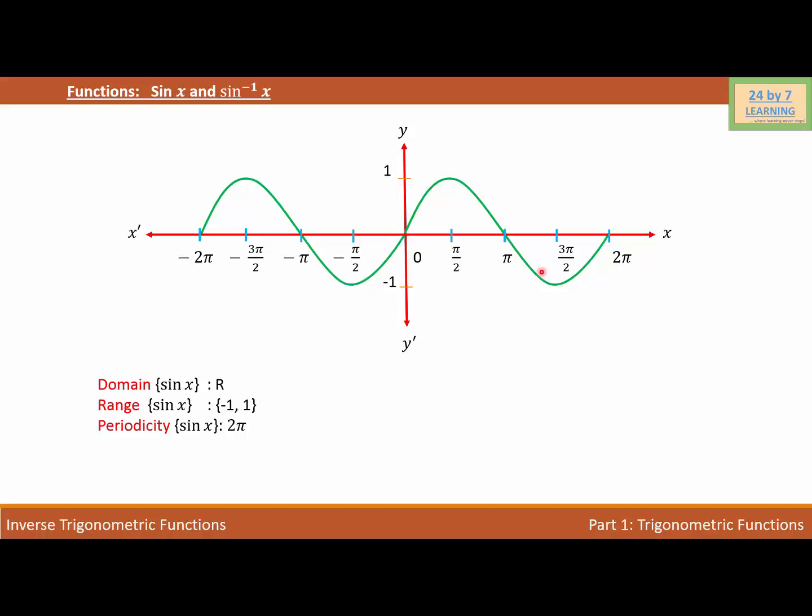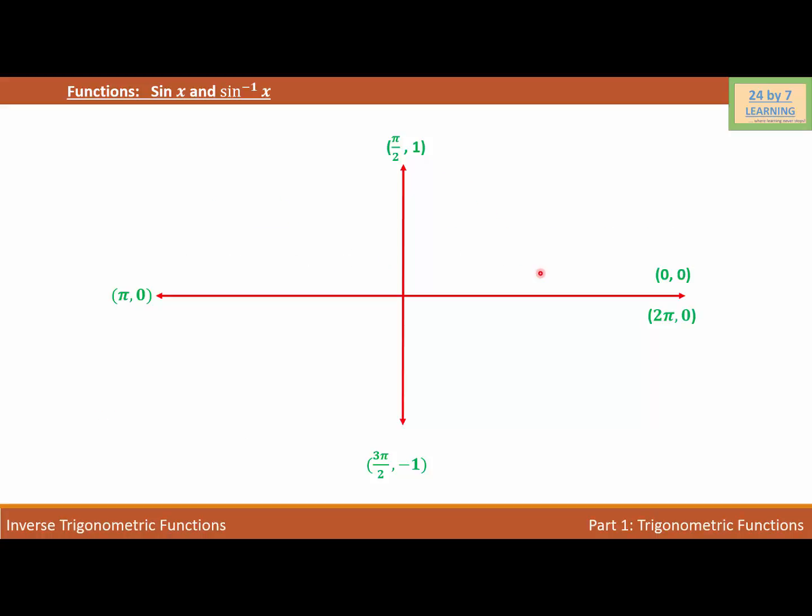Now let's talk about some more properties of sine. As you can see, this is my quadrant. So this is my first quadrant, second quadrant, third quadrant and fourth quadrant. The value goes from here, 0, all the way to pi over 2. From here to here is pi over 2 to pi. From here to here is pi to 3 pi over 2. And from here, 3 pi over 2 to 2 pi.